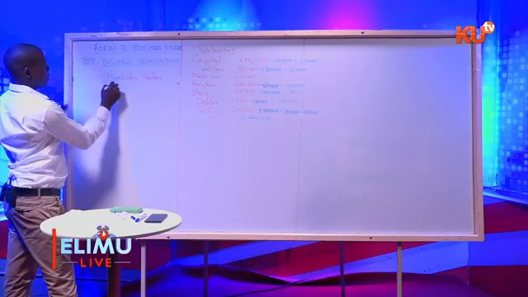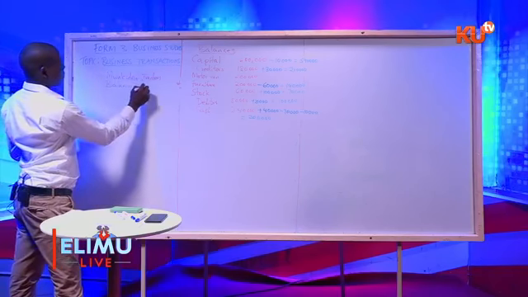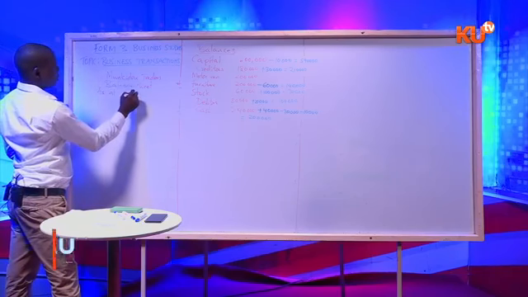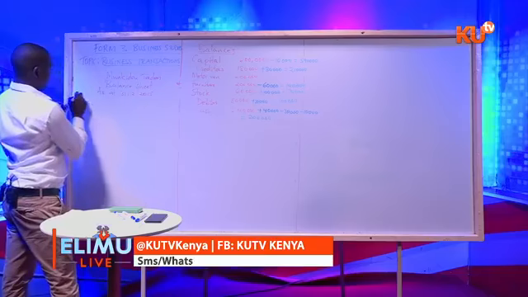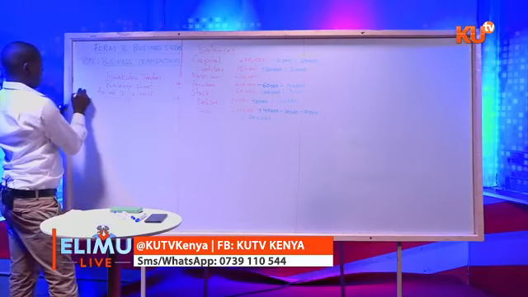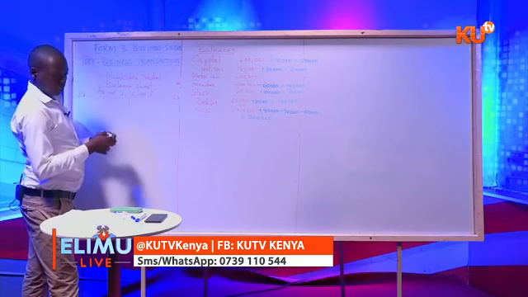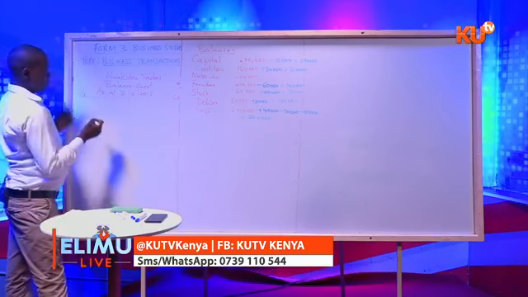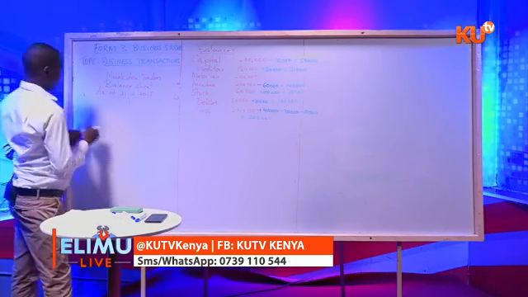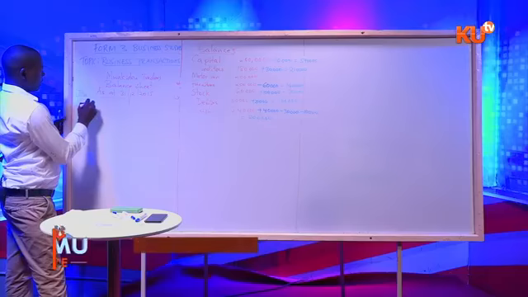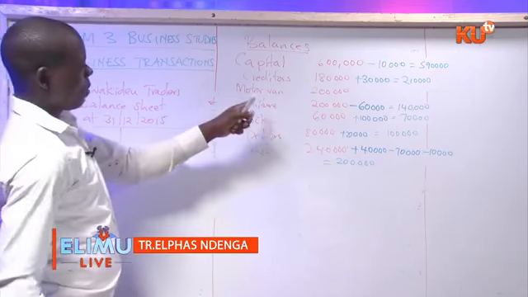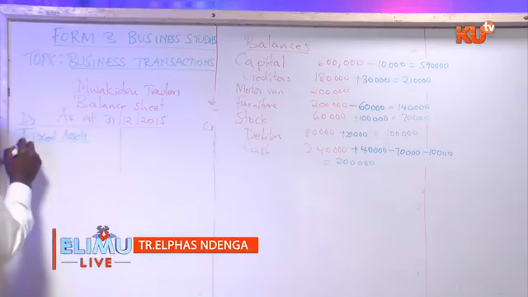Then balance sheet as at 31st December 2015. Then have this statement here. This is CR, this is DR. And then for the DR side, we start with fixed assets. Our fixed assets here, we have two. We have motor van and furniture.